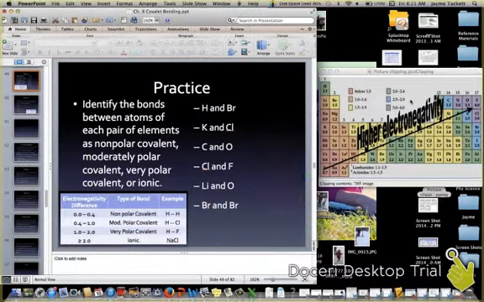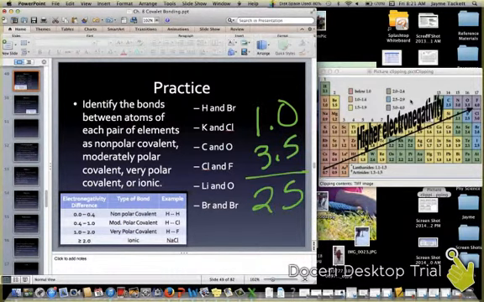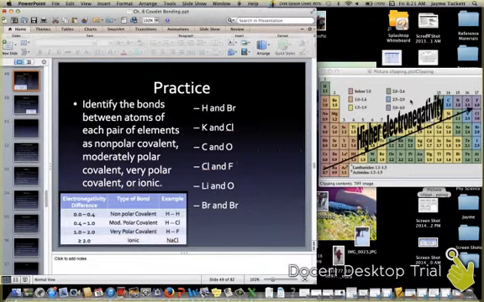Alright, the next one, lithium and oxygen, we don't even need to do the math here. Lithium is a metal, so automatically that should tell us that this is an ionic bond, but let's double check. Lithium is 1, oxygen is 3.5, which gives us a difference of 2.5, so yes, ionic, we were right. And bromine and bromine. Well, you don't need to do the math on this one either because bromine and bromine would make a diatomic molecule. They're going to have the exact same electronegativity. So if you do 2.8 minus 2.8, you get a 0, which means it is going to be a nonpolar covalent bond.